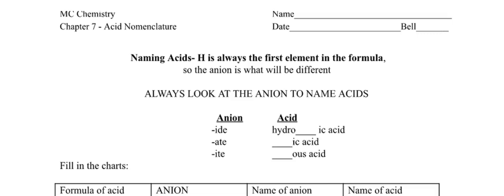This is Chapter 7, Acid Nomenclature. We've already done ionic. Now it's time to learn how to name acids correctly. And you still have to know your polyatomic ions. Hey folks, they don't go away.